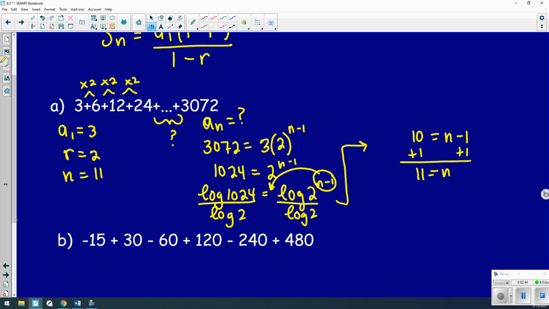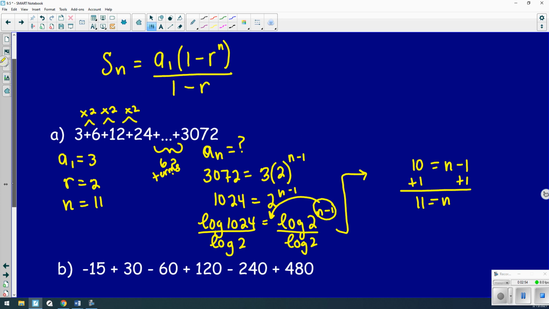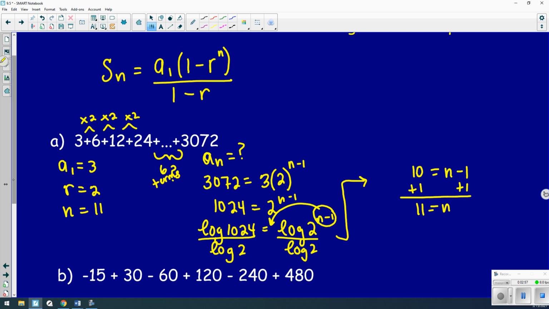So there must be, let's see, 1, 2, 3, 4, 5, 6 terms between 3 and 3072. Well, anyway, now that I know what n is, thank you, geometric sequence formula, for helping me out with that. I can find the sum of those 11 terms.